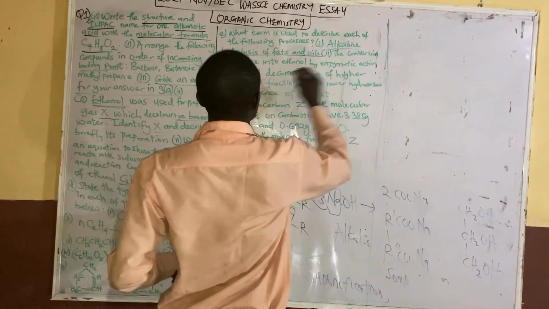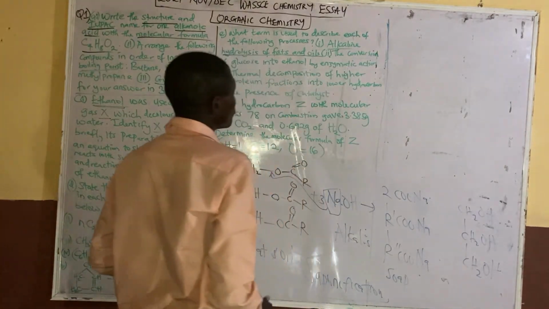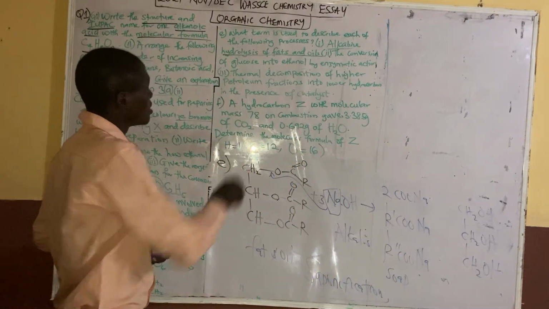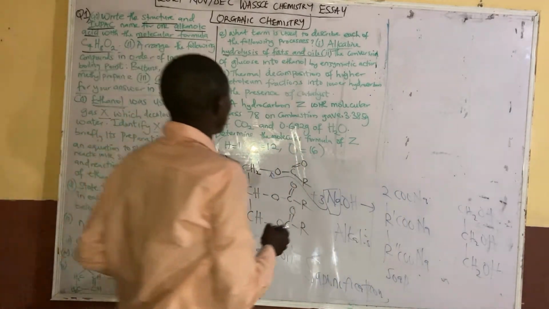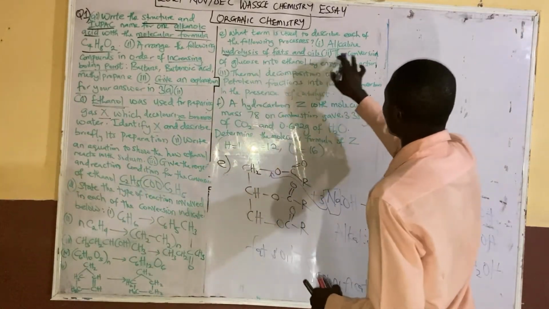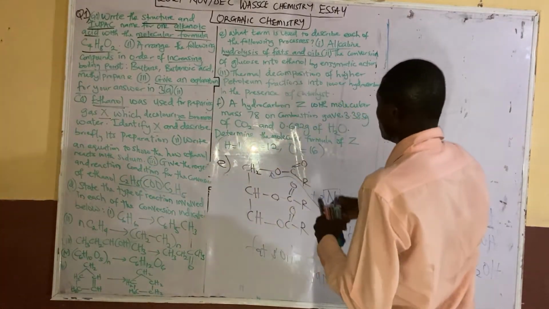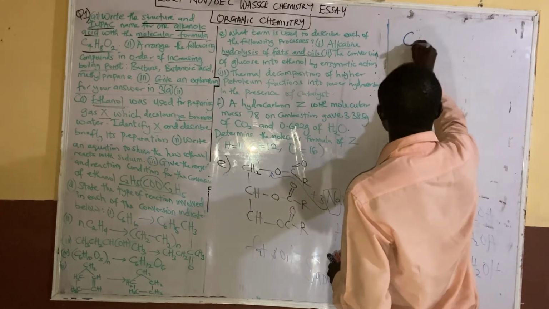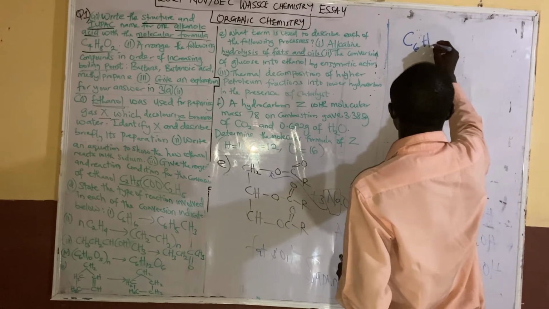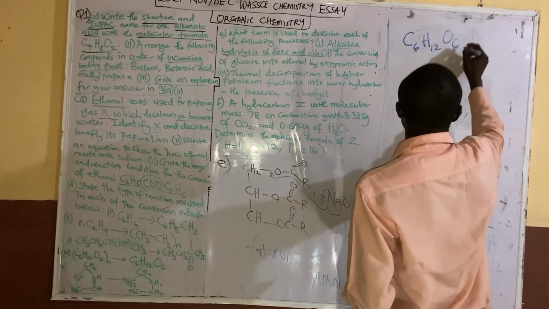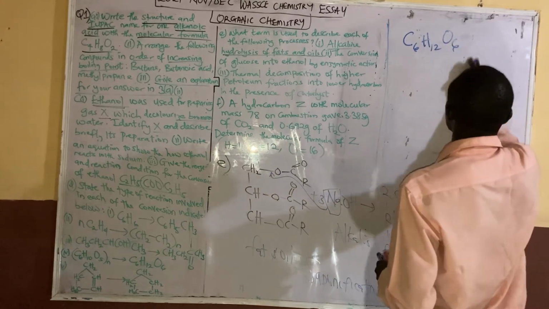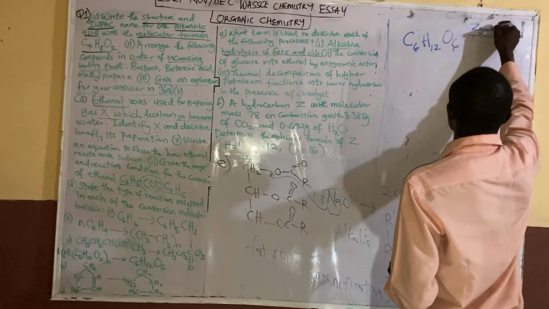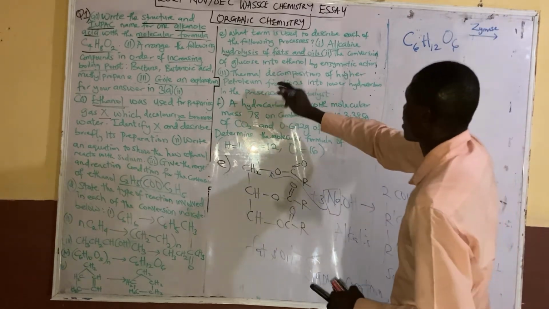And the process of the conversion of glucose into ethanol is what we call fermentation. Fermentation. Conversion of glucose into ethanol is what we call fermentation. Glucose is C6H12O6, in the presence of zymase, that enzyme we are talking about.